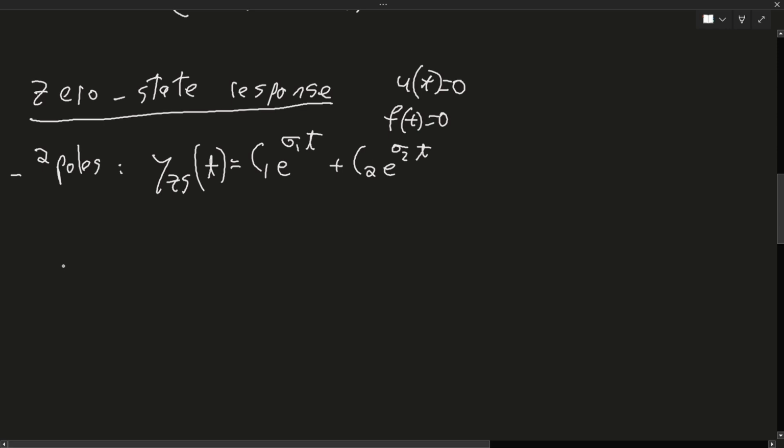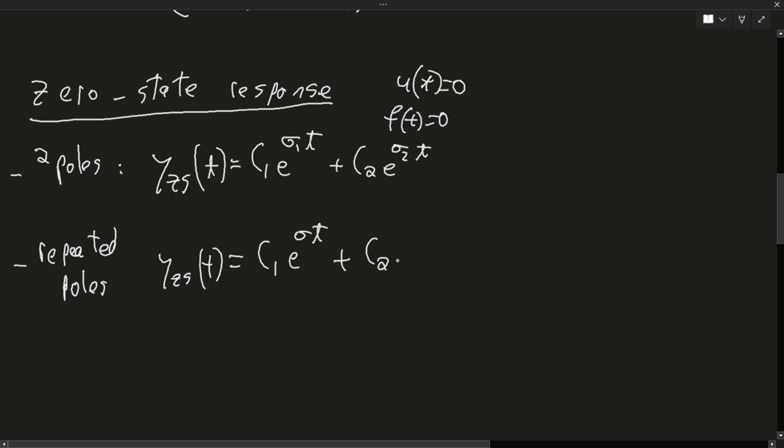The second case is if you have repeated poles. So if one of your denominators is squared, then your system zero state response is going to be equal to a constant plus another constant times t, times e to the power of your pole times t. Okay. The last case is when you have complex poles.